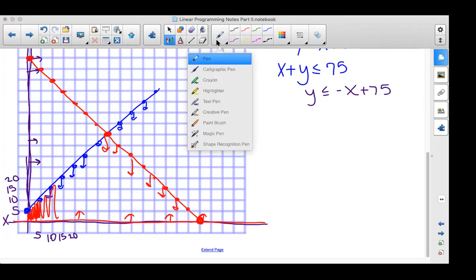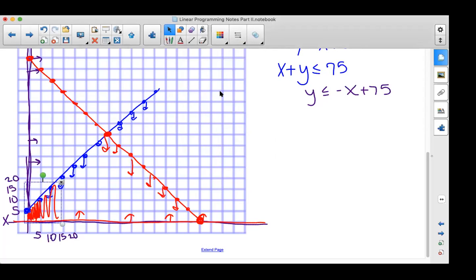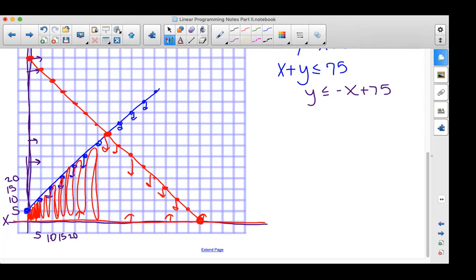So see if you can shade your region. Apparently I shouldn't try the highlighter because now I have a little spinning wheel. After you shade, see if you can get those corner points or the vertices. So try and get the vertices of your graph. So this shaded region here. And then you want to list those points, the vertices where our two lines intersect.